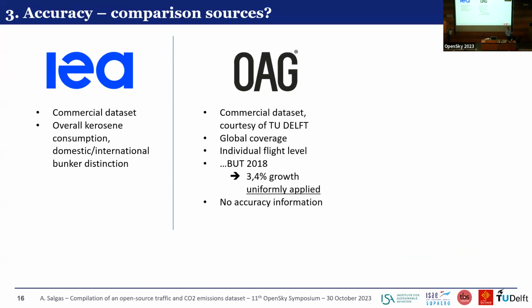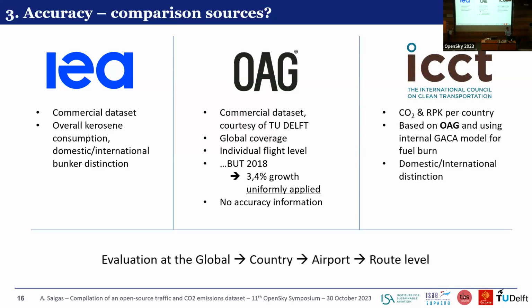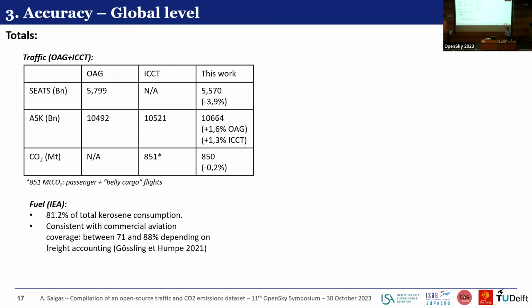And to convert data from OAG from 2018 to 2019, we just use a uniform growth rate, which is a very obvious limitation. And the last source we used was the ICCT dataset for CO2 emission and RPK that is aggregated at the country level. We will evaluate the dataset accuracy at the global, the country, the airport, and finally the route level.